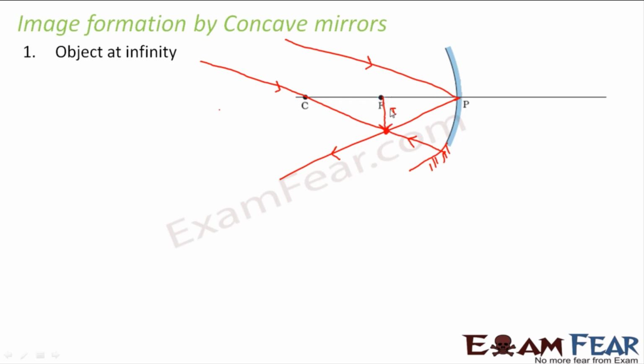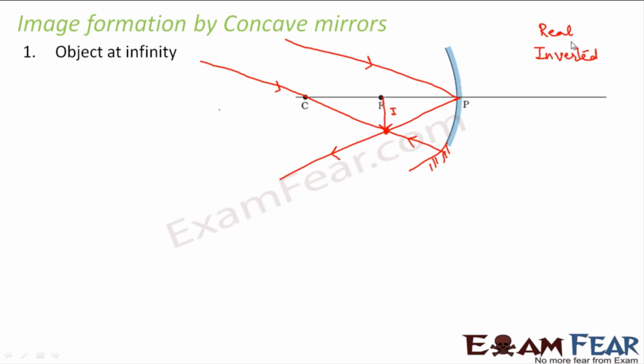So what kind of image is formed? We get a real image because in this case the reflected rays actually meet at this point. So what is the nature of the image? It is a real image. It is an inverted image. If the image would have been formed like this, it would have been an erect image. But since it is formed the other way around, it is an inverted image.